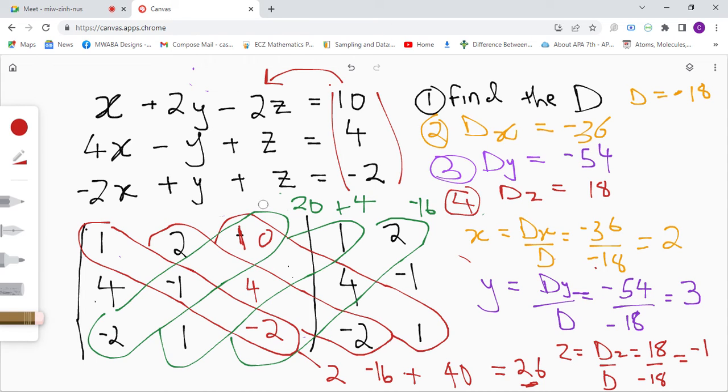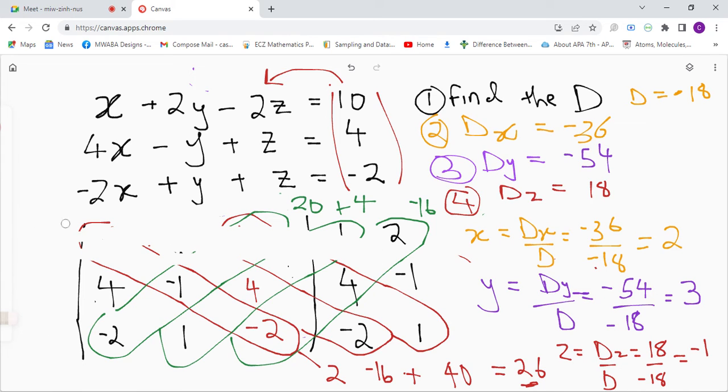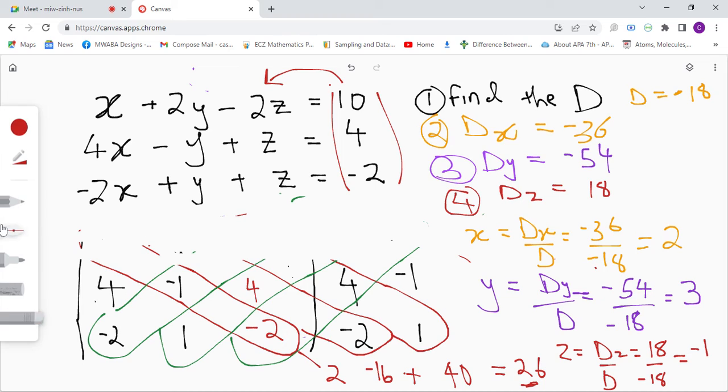So we present our answer like this. All right. Let me just erase this part. We present our answer like this. Going to put a bracket. And then you're going to write 2, 3, and negative 1. Right? So this is what you're going to put in your brackets.